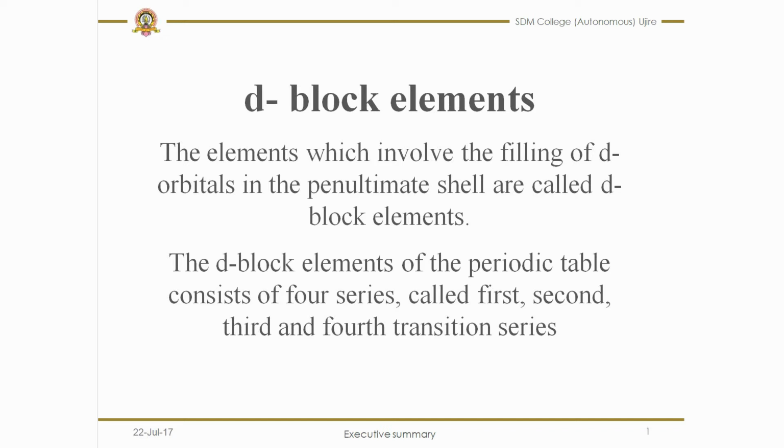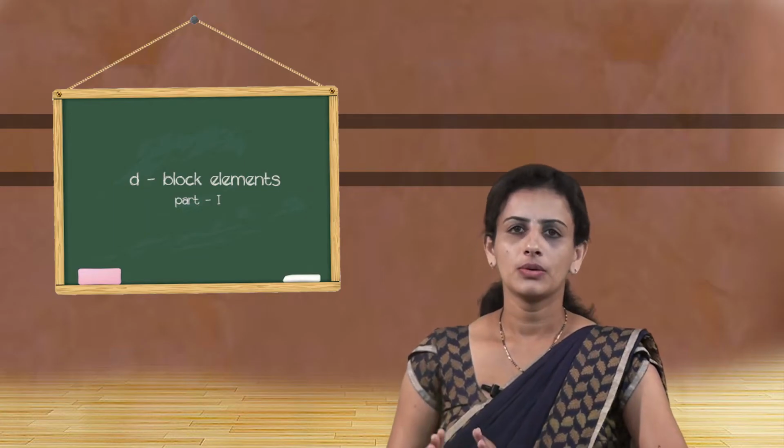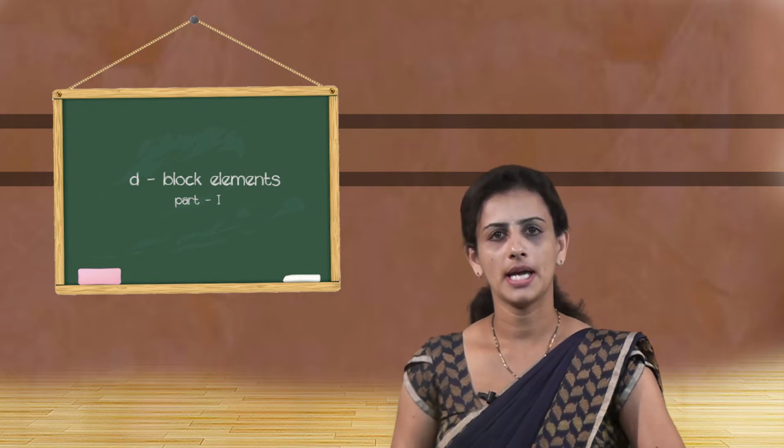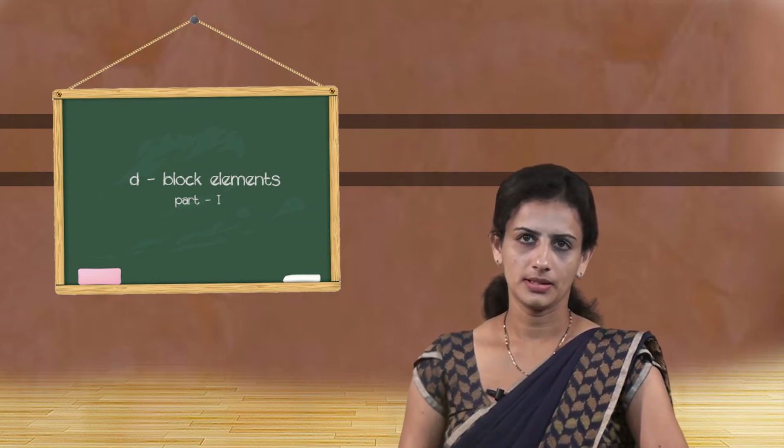Elements which involve the filling of d orbitals in the penultimate shell are called d block elements. In the periodic table, these d block elements are placed in between s and p block elements, and their properties change from electropositive s block to electronegative p block elements. That's why they are also called transition elements.